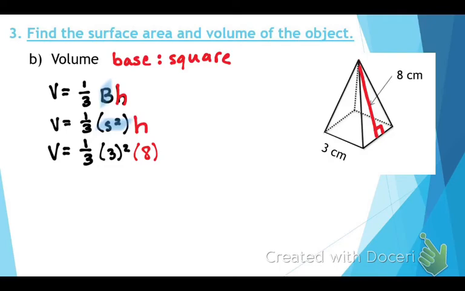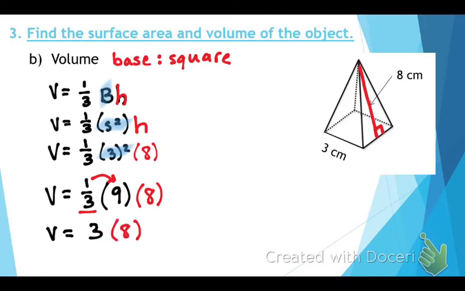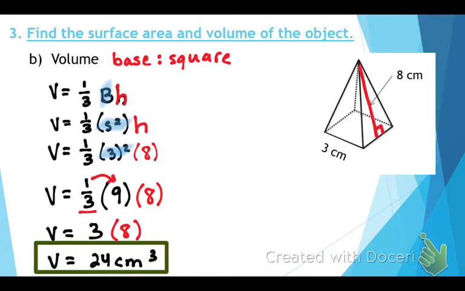Kyla, what should I do next in the order of PEMDAS? You should change the exponent to 9. Excellent. Okay, so we know that those exponents equal 9 because 3 squared equals 9. A third of 9 is 3, times 8 equals 24. Excellent. A third of 9, as she said, is 3, and 3 times 8 equals 24. And what are your units? Centimeters cubed. Centimeters cubed, because we were finding the volume.